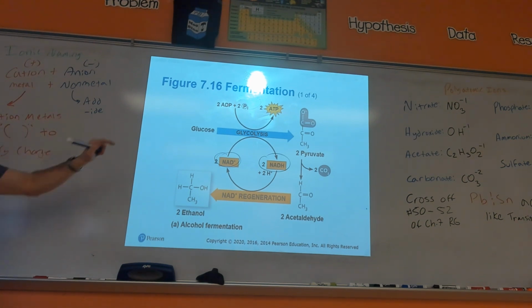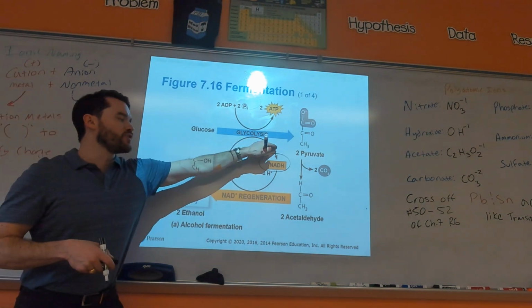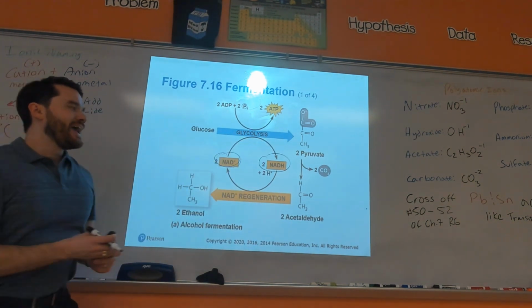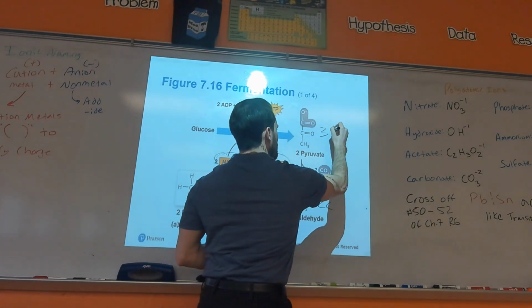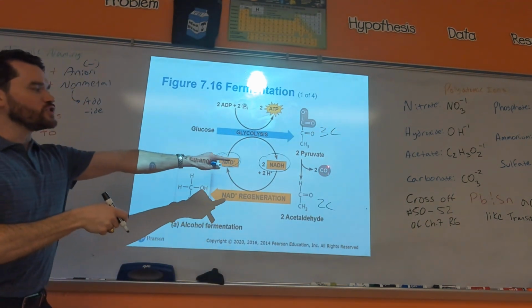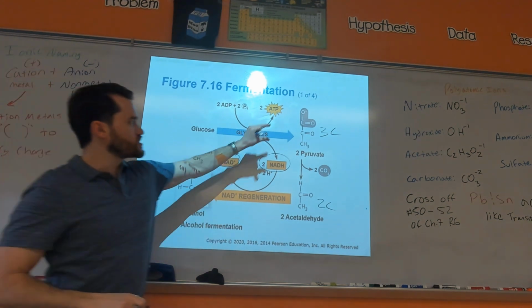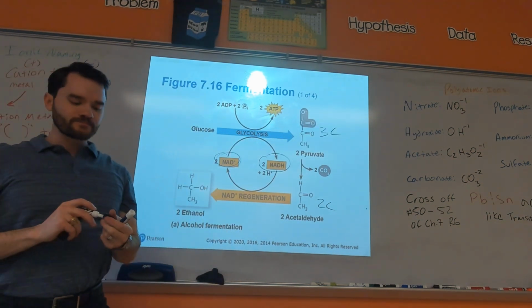How they do that is they take pyruvate and turn it into something called acetaldehyde. You don't have to memorize these structures, but know the names. Know that pyruvate goes to acetaldehyde, and in the process, acetaldehyde is a 2-carbon sugar, pyruvate's a 3-carbon sugar, so we lose a carbon dioxide. You just ripped off that CO2.